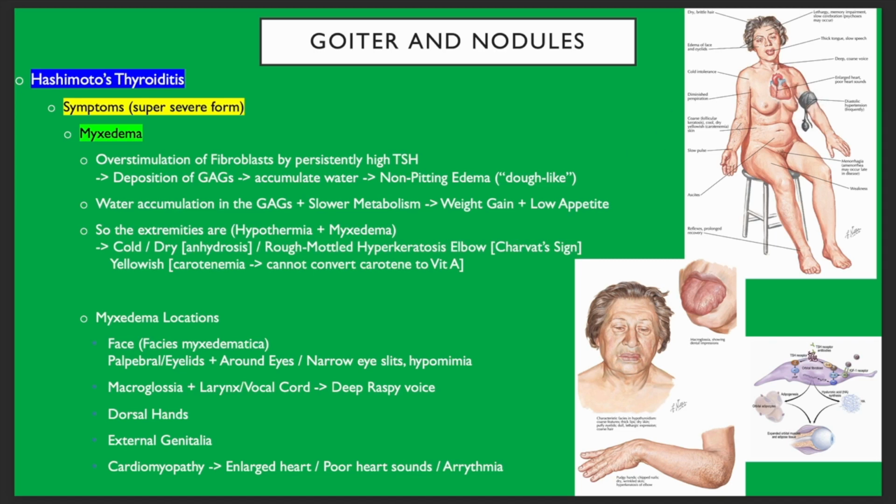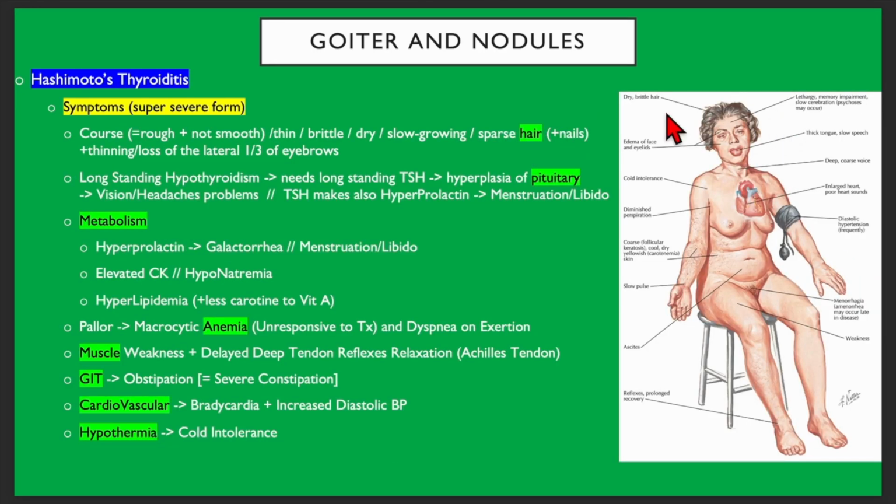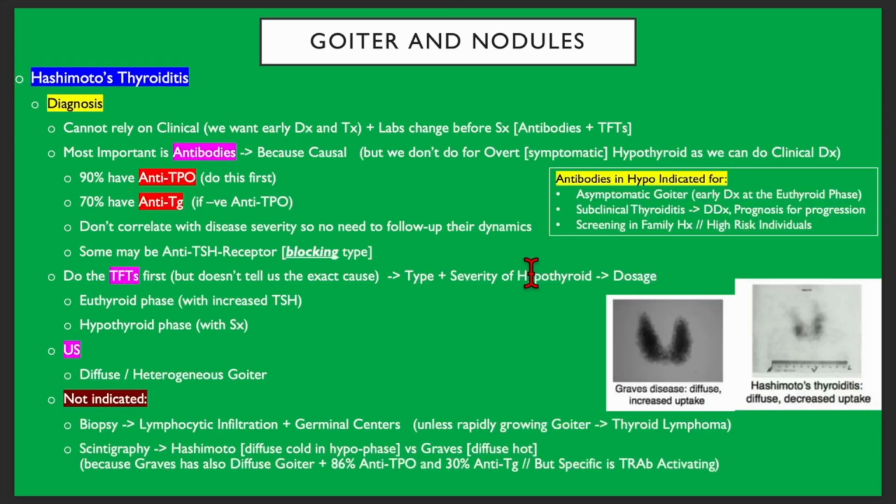Yeah, so that's the myxedemas. Going on with the hair, so hair and nails, they are coarse, thin, brittle, and dry. Losing of the lateral 1/3 of the eyebrow. The pituitary can affect, we said, the menstruation due to the prolactin. Metabolism, we said, all of these prolactin, how they affect the metabolism. The hyponatremia, again with hypothyroidism. Hyperlipidemia, again we said these things. The anemia, we said already, the muscles, the GIT, cardiovascular, and the hypothermia. So basically these are the hypothyroidism ones.